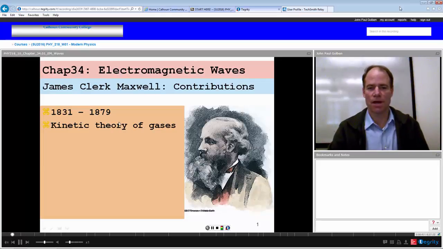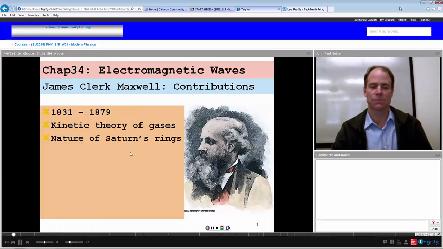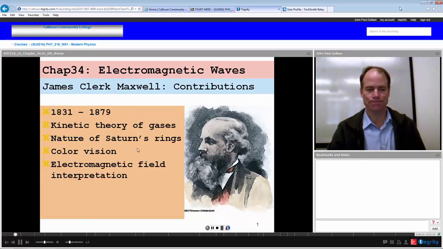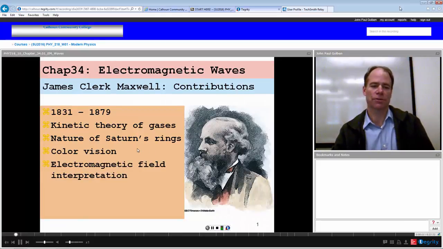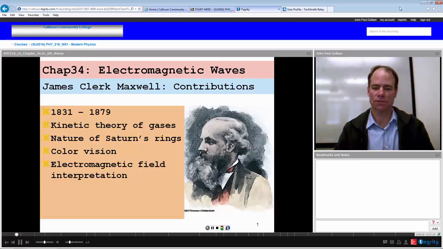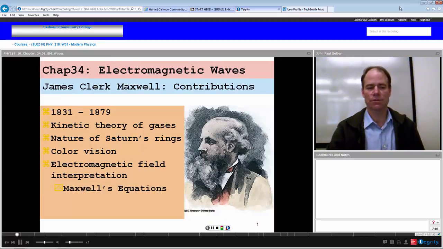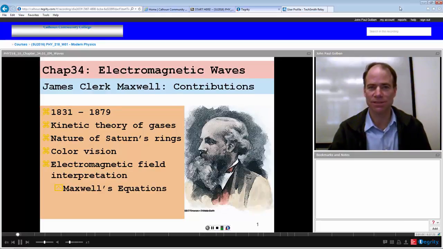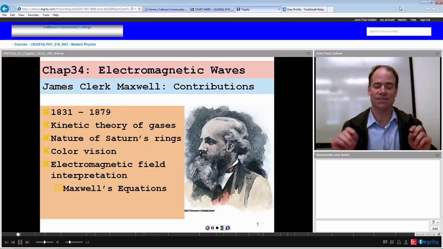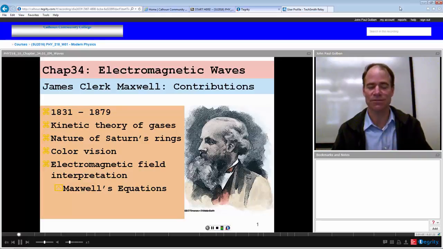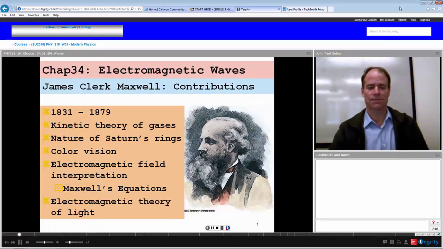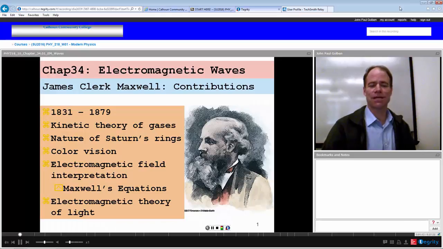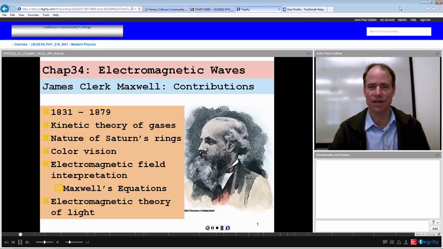Maxwell was important for developing the kinetic theory of gases, explained the nature of Saturn's rings, also explained color vision, interpreted electromagnetic fields, which is what we're discussing here, which resulted in Maxwell's equations, which coincidentally has the same name as Maxwell himself. What are the odds? And he developed the electromagnetic theory of light.